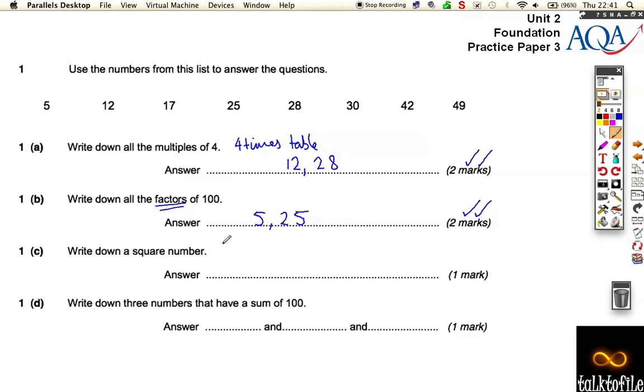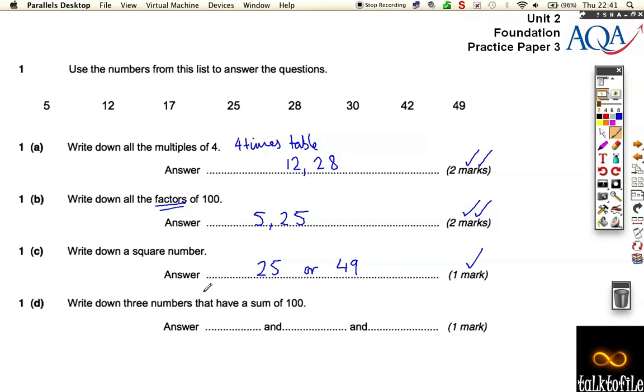Square numbers, well, that's 1 times 1, 2 times 2, 3 times 3, etc. Oh, we just have to write down a square number. We don't have to write all of them in this case. So 25, or you could write 49, so it's 5 times 5 or 7 times 7. It's an or, you don't have to have them both in this case.